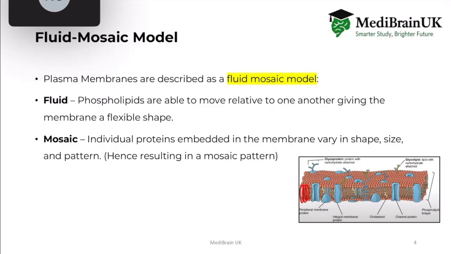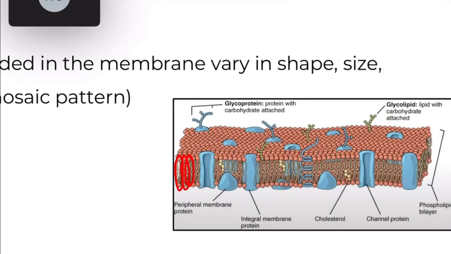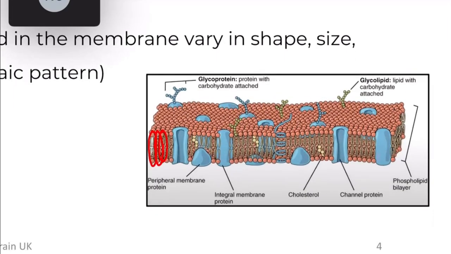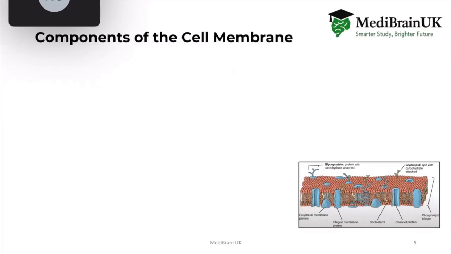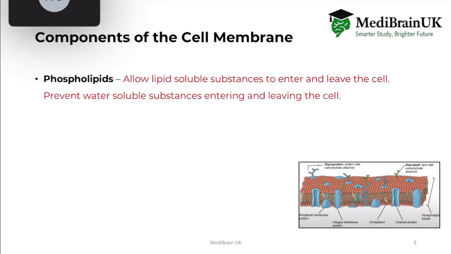What we're going to move on to now are the components of the cell membrane. As you can see, if we look at this image, there are many components of the cell membrane. We're now going to move on to them in a little bit more detail and explore what each of those actually does. So, the components of the cell membrane. We're going to start off with the most obvious one, and that is phospholipids, the one we looked at in biological molecules. Phospholipids allow lipid-soluble substances to enter and leave the cell. They prevent water-soluble substances entering and leaving the cell.